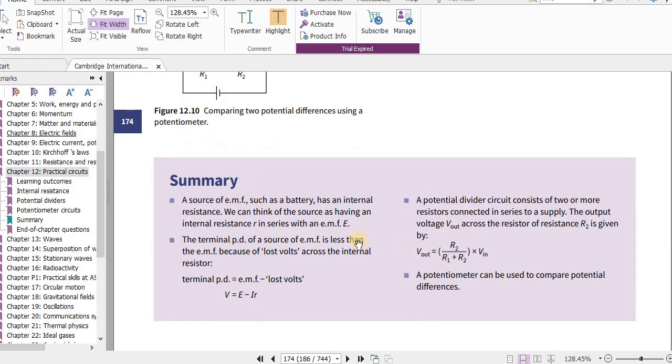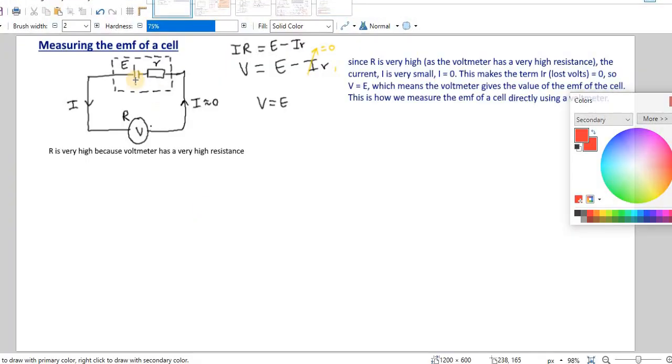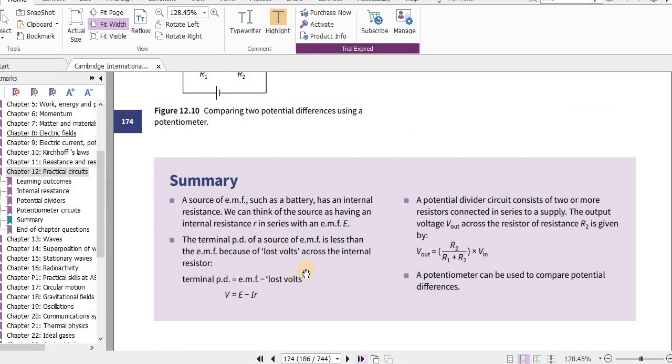Now quickly let's go through the summary. A source of EMF, this is very important, make sure you understand everything here. A source of EMF such as a battery has an internal resistance. We can think of the source as having an internal resistance r in series with an EMF E. So we saw the diagram for that like this. The terminal potential difference of a source is less than the EMF because of the lost volts. You can see here, this is the lost volts. The equation in words is here: a lost volt across the internal resistance.